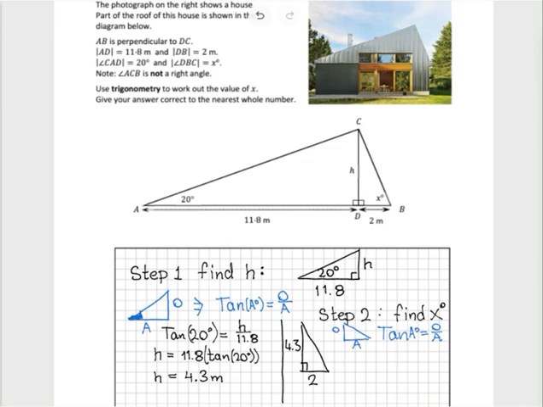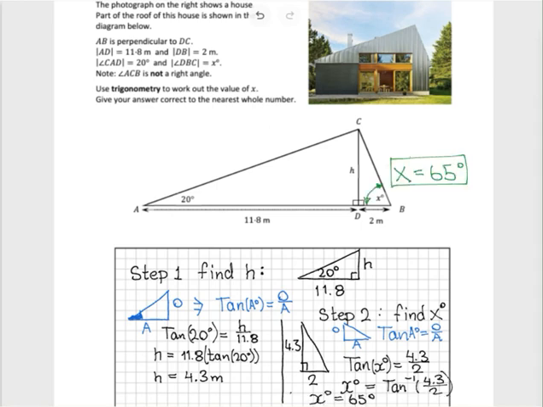Tan is equal to opposite over adjacent. Substitute in what we have. So in this case we have the opposite and the adjacent sides, and we're finding the angle. So 4.3 over 2 is equal to tan of x. So for angles we need to inverse because we're going from the ratio back to the angle. So tan inverse of that value will give us 65 degrees.